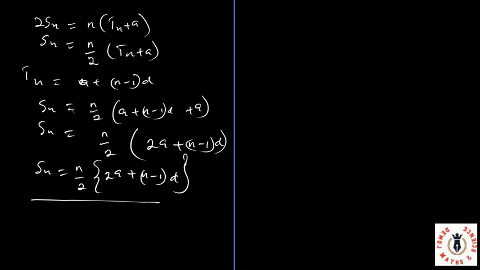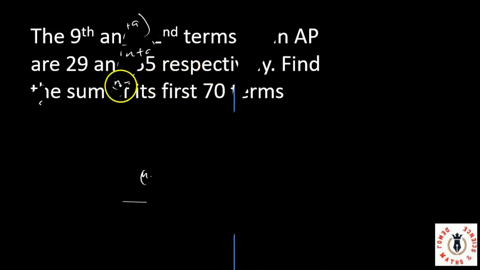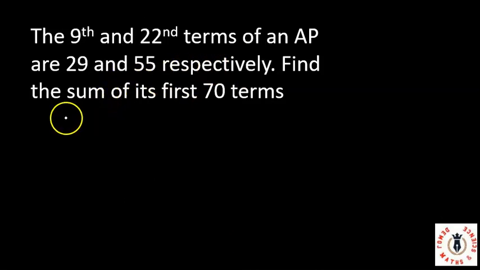Let's take our example quickly. The example says the 9th term and the 22nd term of an AP are 29 and 55. That is, T9 of an AP is equal to 29, and at the same time, the 22nd term, T22, is equal to 55.